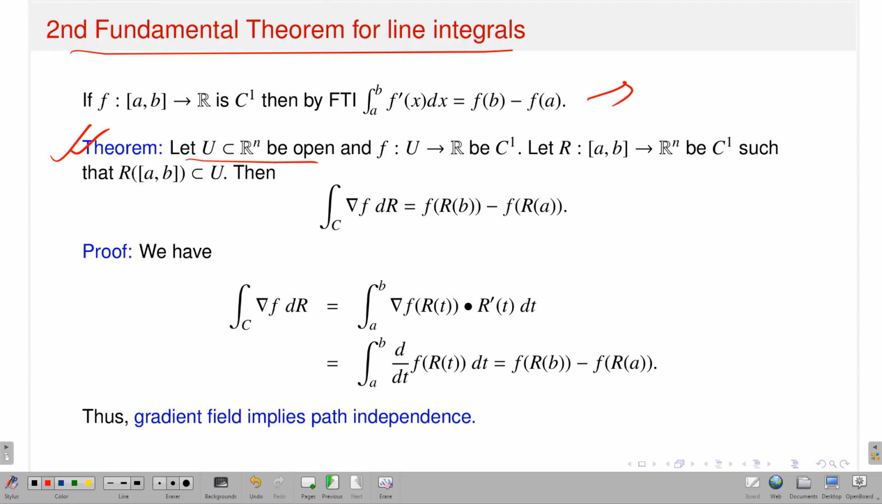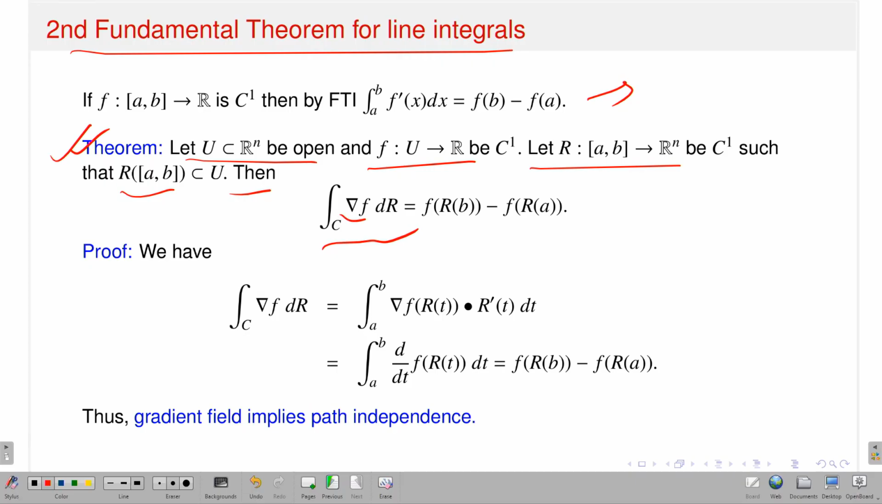So, let U be a subset of Rn which is open. Start with a scalar field f which is C1, okay, that means the derivative exists and the derivative is continuous. Okay. So, now let capital R be any C1 path in Rn, this is the corresponding parameterization, capital R. So, it is a map from the closed interval [a,b] to Rn which is C1 such that the range of R of this closed interval [a,b] is in U. In other words, inside U, you will have a nice curve C whose parameterization is capital R and capital R is C1. Okay.